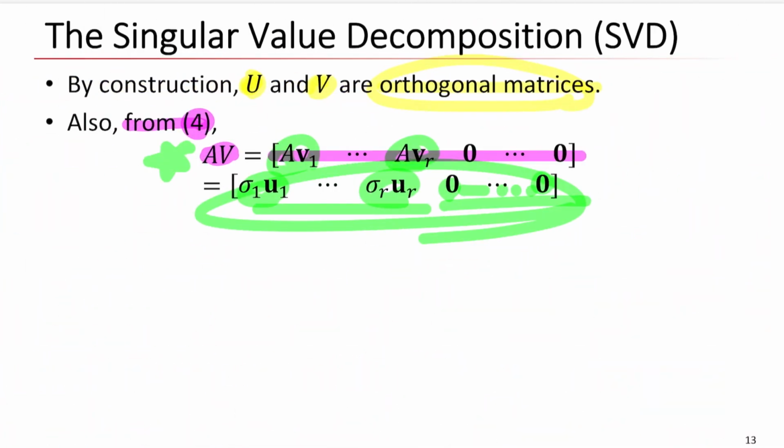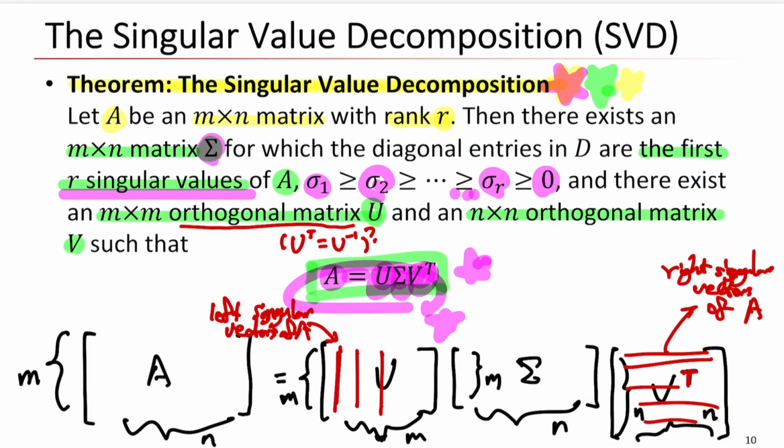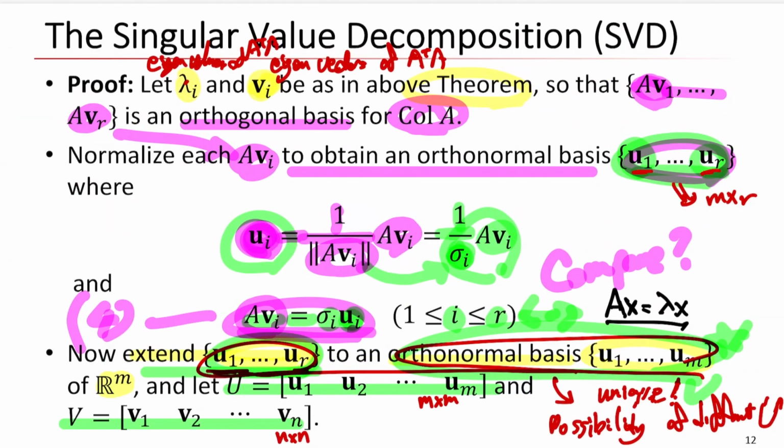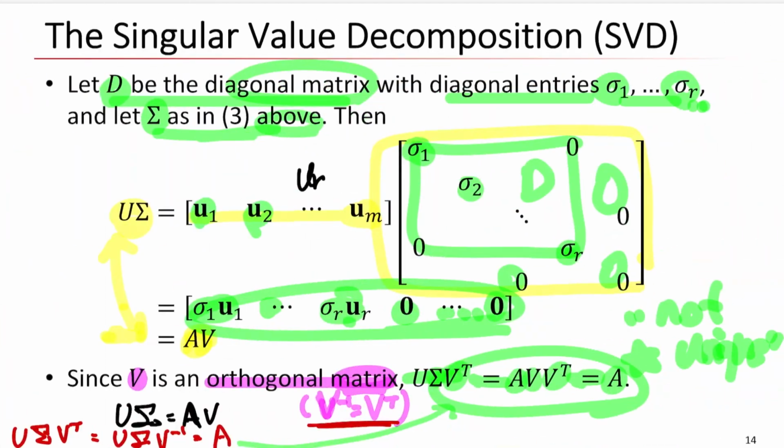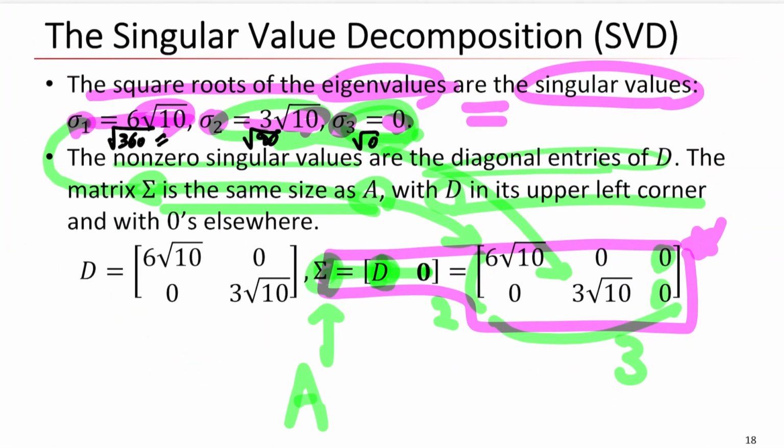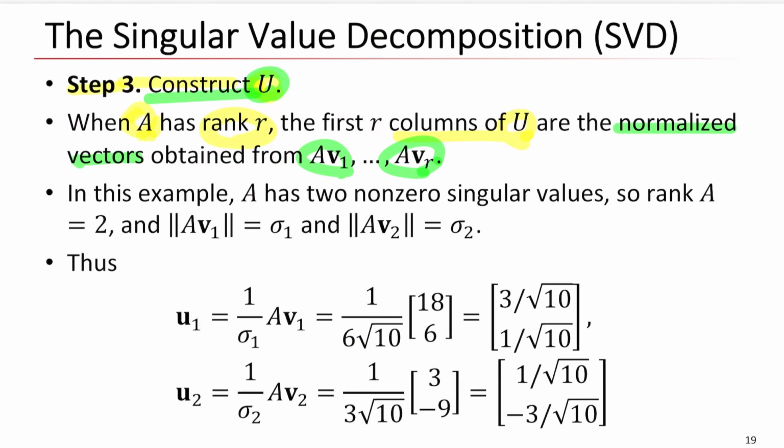Why? From the theorem, here it is. The orthonormal basis ui can be estimated by normalizing each A vi to obtain the orthonormal basis defined by this. Because this is the definition of the singular value decomposition, we can easily find ui using the singular values and A times vi. We already know the singular values, A and vi, so we can find the matrix U. So how can you do that?